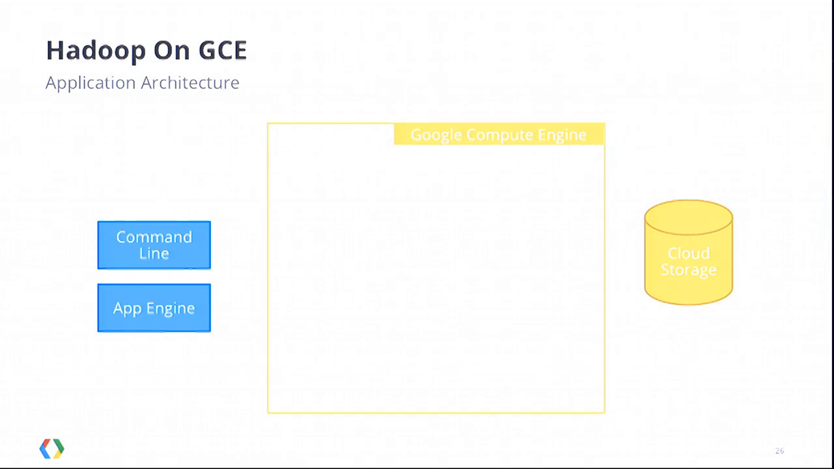So I'm going to start by outlining how the application is designed, and then we will actually start up a Hadoop cluster and run a job, and all of this code, as Joe mentioned, is going to be released as example code in the future. I'm going to go through this a little bit quickly, but you will have a chance later to pore over the code and see how all of it works. So the design allows for either a command line or an App Engine front end to talk to the Google Compute API.